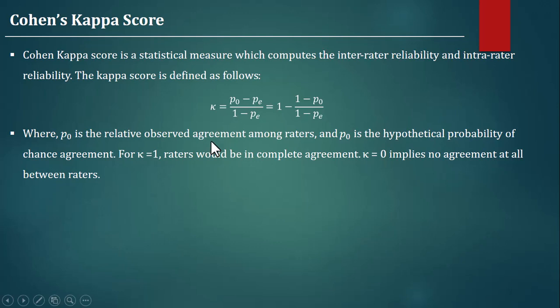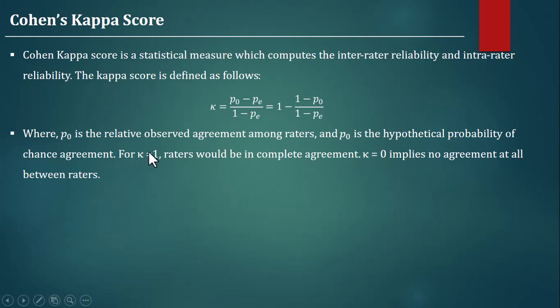Where P0 is the relative observed agreement among the raters, and PE is the hypothetical probability of chance agreement. What that means is, we can consider P0 and PE as the predicted and the actual class label, and we see how many times they are matching and how many times they are not matching, and based on that we can compute the Kappa score.